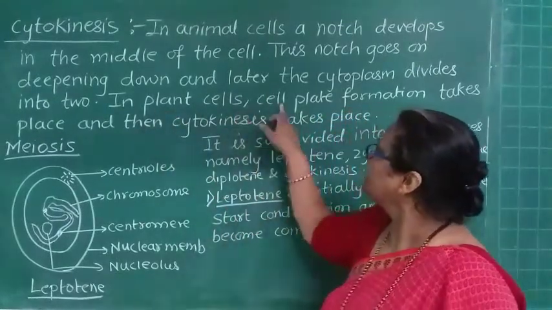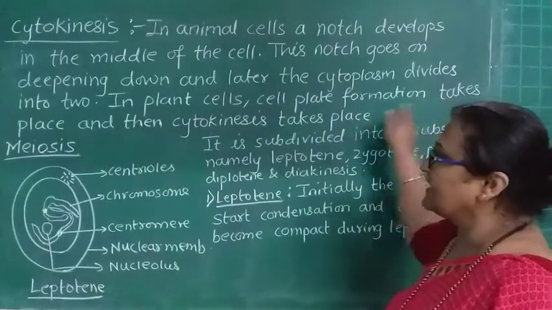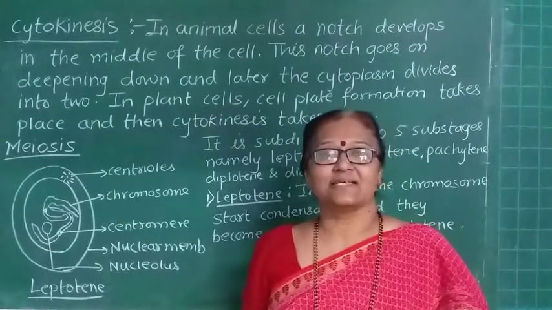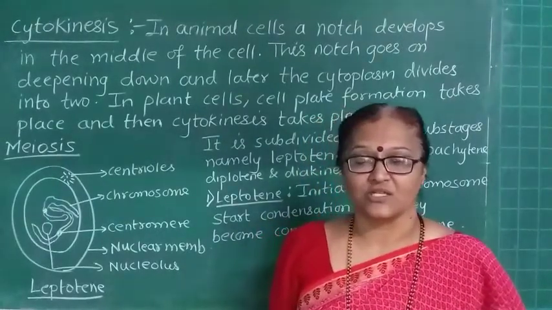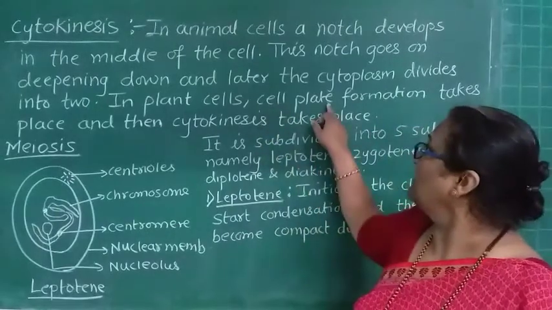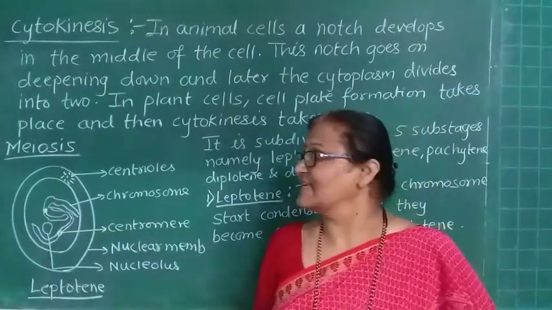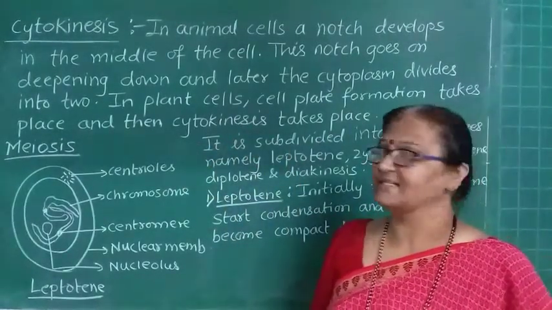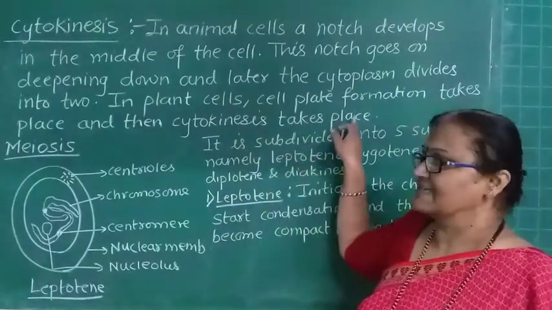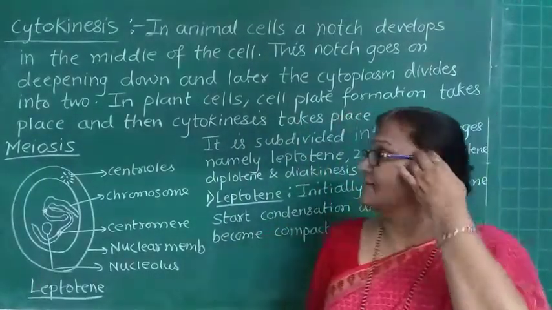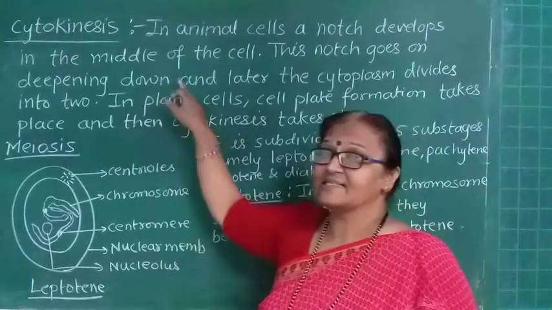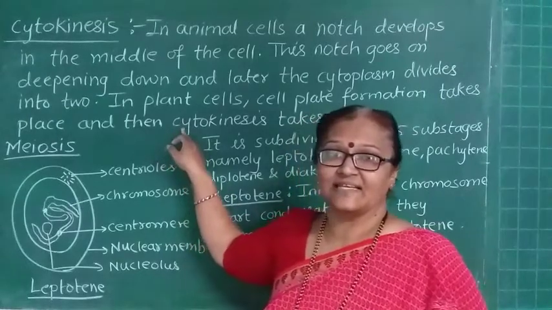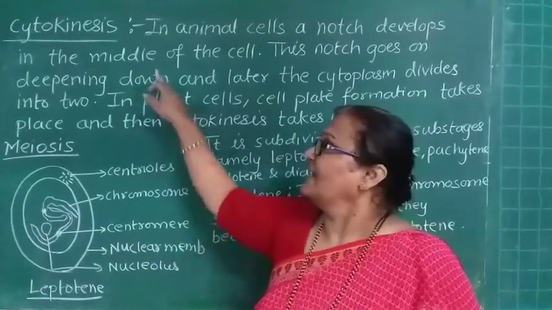In plant cells, cell plate formation takes place and then cytokinesis takes place. But in plant cells, there is no formation of a notch. Here the cell plate is formed, and as the cell plate is formed, the division of the cytoplasm takes place. This is how cytokinesis takes place in a plant. This is the end of mitosis. Two processes we have seen in this: karyokinesis and cytokinesis.